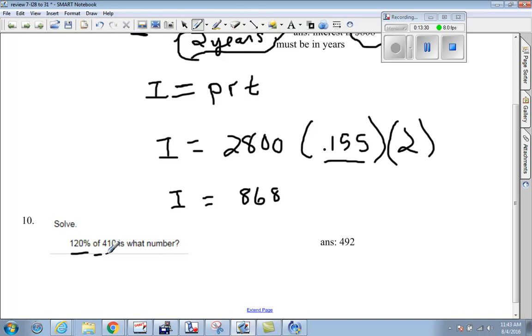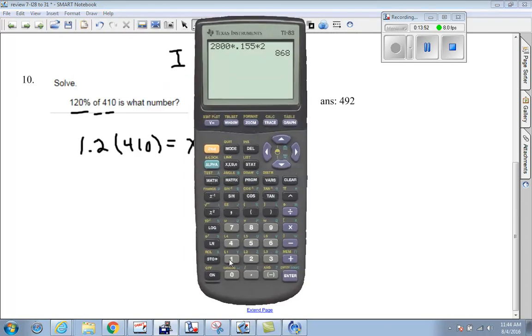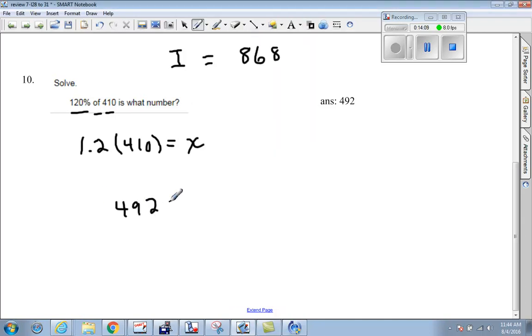120% of 410. Let's translate. So 120% written as a decimal is 1.2. Of means multiply. Is means equals what number? So all I have to do then is take 1.2 times 410. Let me just clear out the whole thing. 1.2 times 410, 492. And voila, we got the answer.